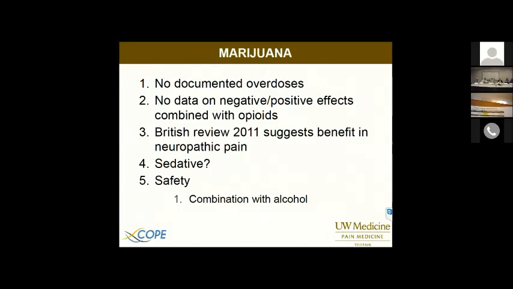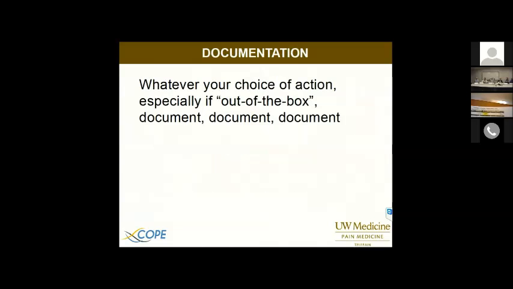What about marijuana? There are no specific data on the positive or negative effects combined with opioids. There's a hint of some data combined with alcohol in looking at forensic data from automobile accidents. It is a sedative, or at least a THC variety of sedative. There may be some benefit in some chronic pain states. We don't have really great data on that yet, but we're doing.